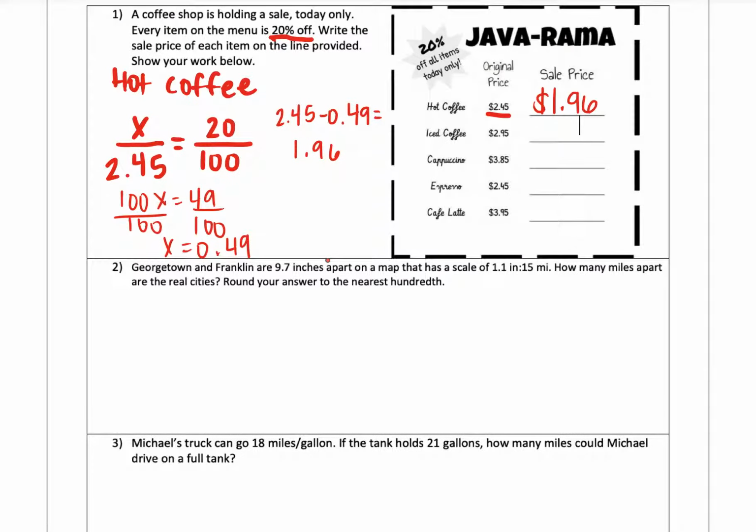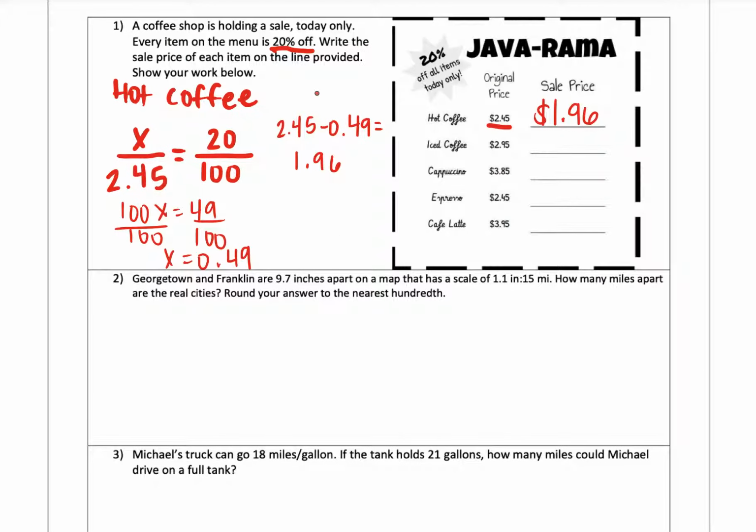Just as a reference, sorry, before we move on, this iced coffee was $2.36, $3.08 for the cappuccino, $1.96 for espresso, and $3.16 for the cafe latte. So it's just the same process. You would just replace where it says $2.45 here, put the original price of each of the rest of them, and then subtract the original price minus whatever you get for x to solve for each of those.